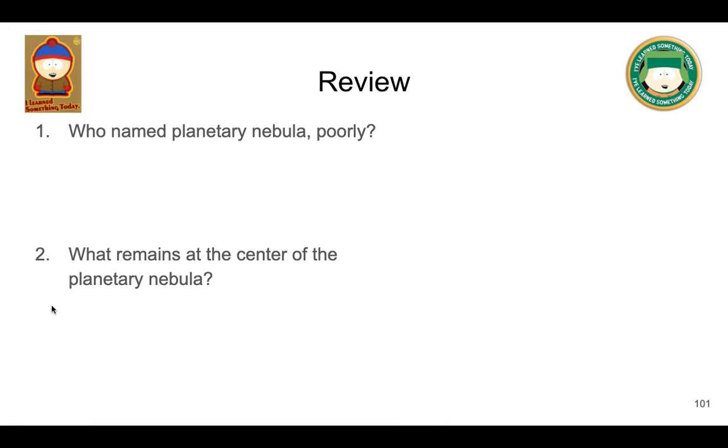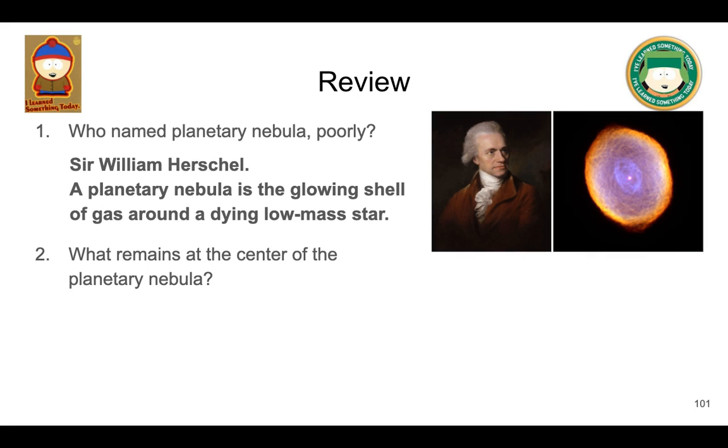So, to review, who named Planetary Nebula and did so poorly? It was Herschel. Herschel looked through his telescope, saw these little smudgy things, saw they definitely weren't points. They're little smudges, which sort of looks like a planet, so I'm going to call them Planetary Nebula. Well, that was a bad name. These things don't really have anything to do with the formation of planets at the beginning of a star's life. This is a low-mass star dying.